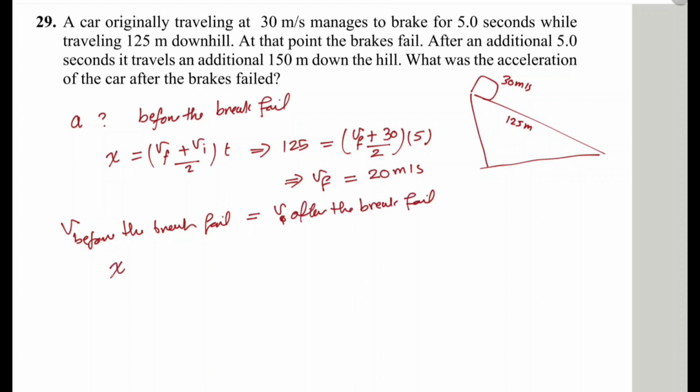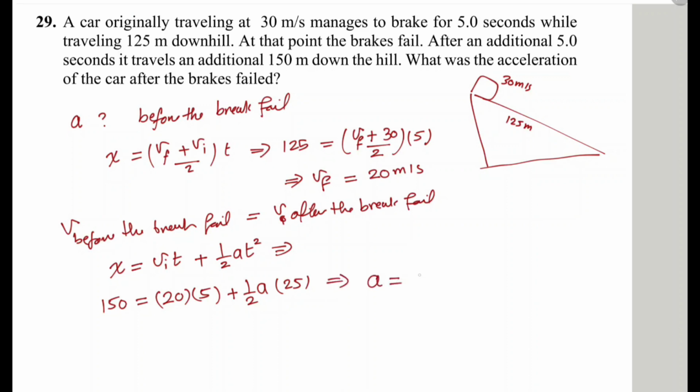In this case, x equals the initial velocity times t plus half a t squared. You substitute the numbers from the second part: 150 equals 20 times 5 plus half a times 5 squared, 25. In other words, the acceleration equals 4 meters per second squared.